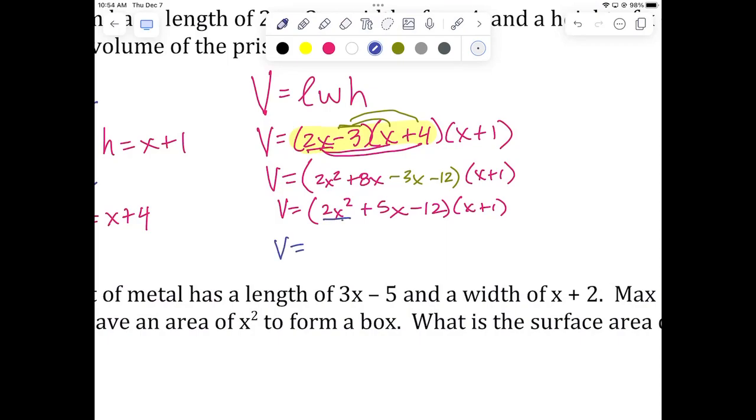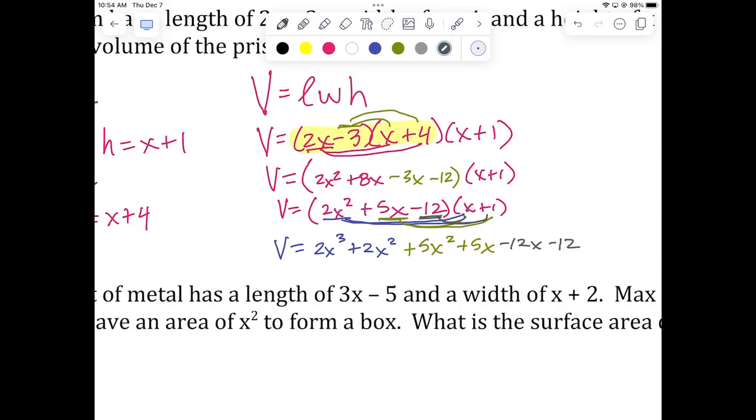So 2x squared is going to get multiplied by both of those. So I get 2x cubed plus 2x squared. We're done with that. Okay, now we move to the next one, the plus 5x. We distribute it all the way through, and we get plus 5x squared plus 5x. And then lastly, we take the minus 12 and distribute it, and we get minus 12x minus 12. So it doesn't really matter if the three-term dude is in the front or in the back. The process is the same when you distribute and multiply polynomials.